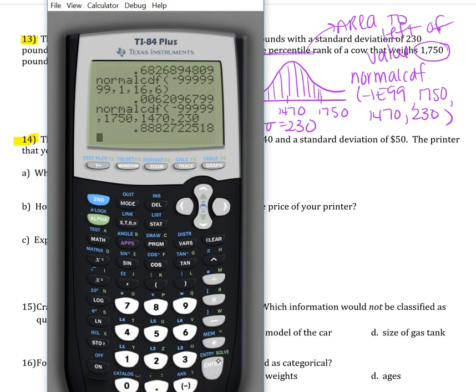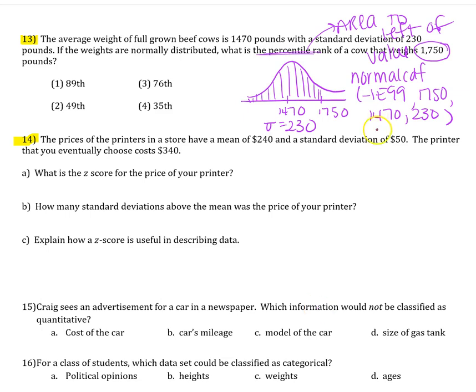And there you go, so 0.888, which is approximately the 89th percentile. Okay, so what that means, again, in the context, is that the cow that weighs 1,750 pounds is heavier than, or as heavy as, 89% of other cows. On average.